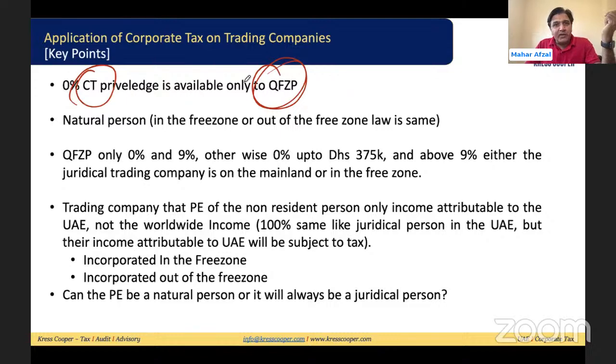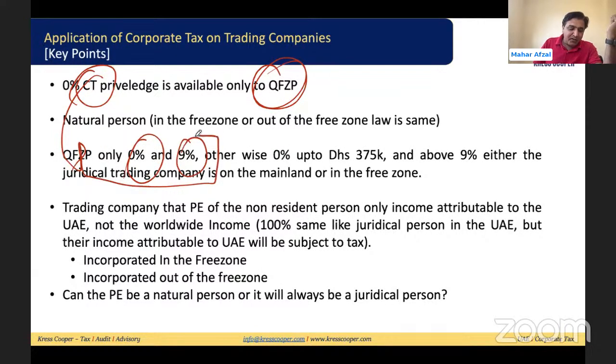Then for the qualifying free zone person, as I mentioned in the first point, the 0% privilege is available to the qualifying free zone person, and any non-qualifying income will be subject to tax at 9%. So if you are a qualifying free zone person, then it is 0% and 9%: qualifying income 0%, non-qualifying income 9%. For the non-qualifying income, they are not saying that up to 375,000 is 0% and beyond that it is taxed at 9%. No, they are very straightforward. Qualifying income 0% and non-qualifying income subject to tax at 9%.